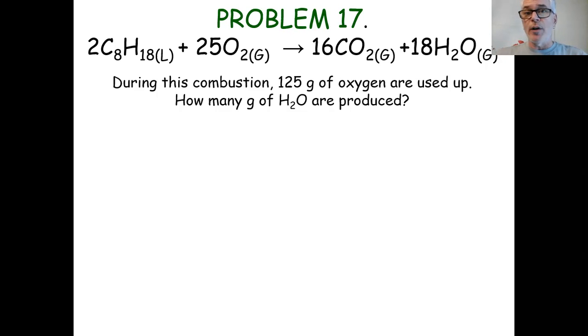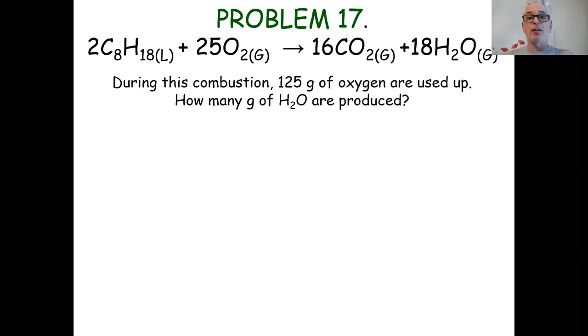How many grams of water are produced? So this is going to be a grams to grams problem. That's what you have to be able to see here. We're going to start out at Mass Island, and we're going to end up on Mass Island 2. In order to get there, we have to go from mass to moles through the mole ratio tunnel, and then from Moles Island 2 to Mass Island 2.